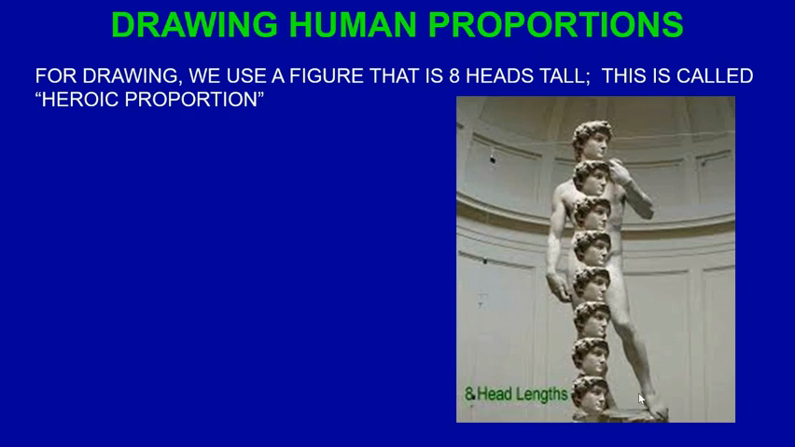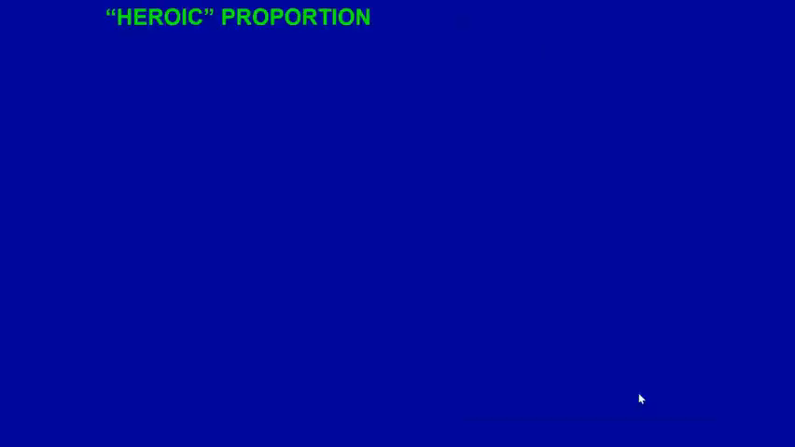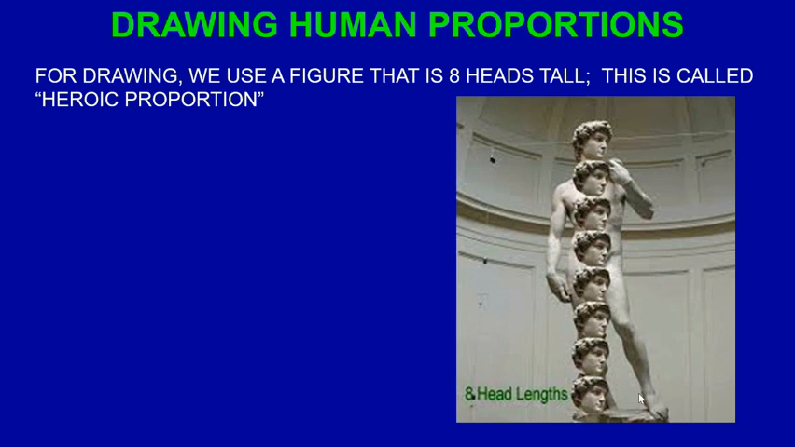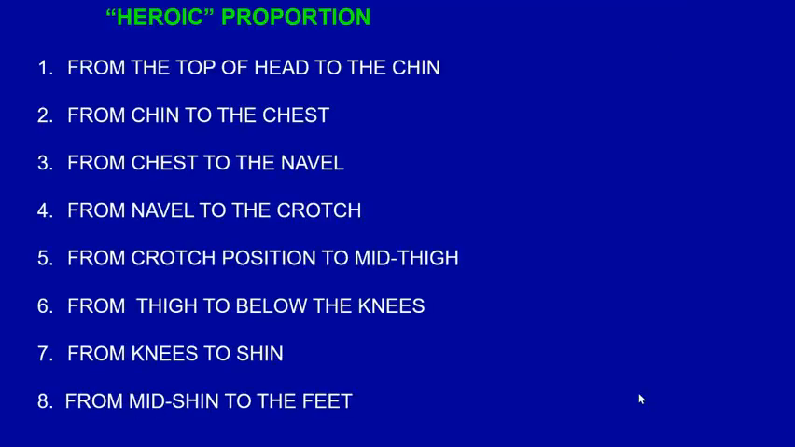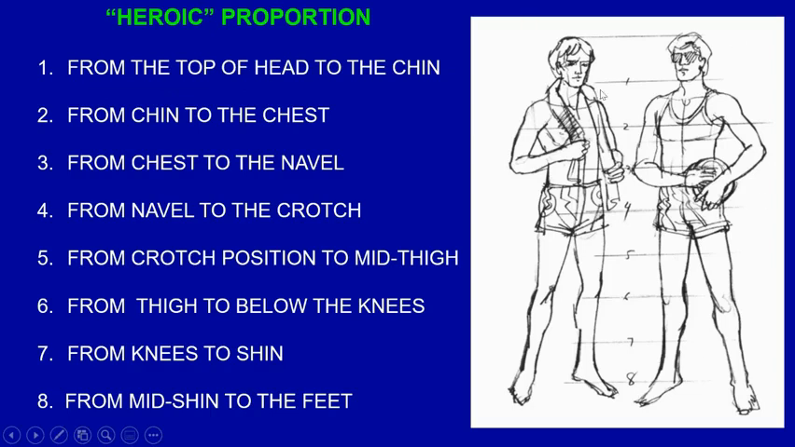And when we look at drawing, we try to make things a little bit easier. So we use what's called the heroic proportion. And so we use a figure that is 8 heads tall. So in drawing the figure, the first head is from the top of the head to the chin, and then the second head is from the chin to the chest. The third head is from the chest to the navel right there. The fourth head goes down to the groin. The fifth head goes down to the mid thighs. The sixth head just under the knee. The seventh head is at the shin, and then the eighth head is at the bottom of the feet.